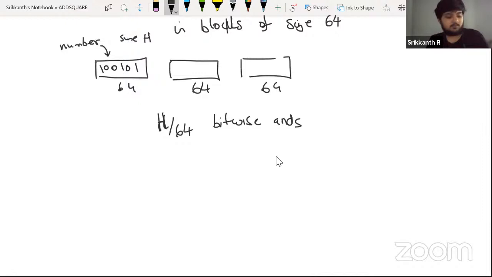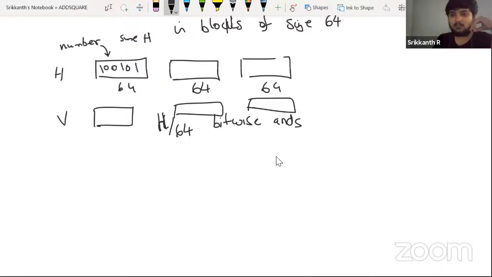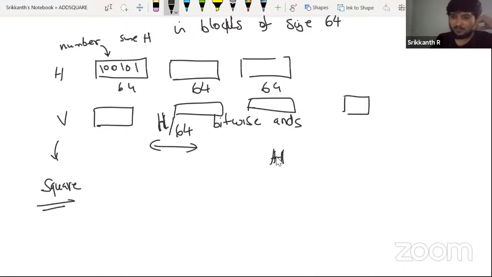And let's say this is the height array and this is the vertical array. Earlier, what we did, we took each bit separately and we did the AND operation for that, and we stored it in a new square array. But if we break them down into blocks of size 64, then we would only be doing H by 64 ANDs instead of H ANDs. This reduces the time complexity of our program.